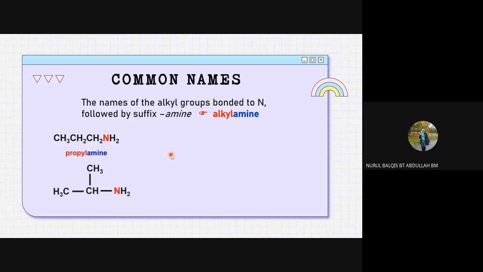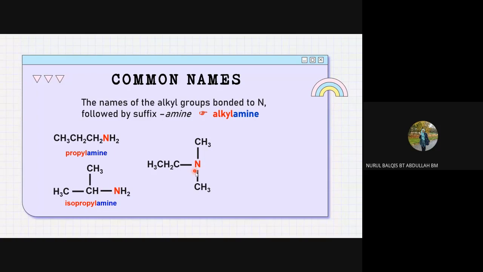Okay, what if we have this compound? How many alkyl group directly attached to this end? One. What is the name of this prefix? This is a branch alkyl group. 1, 2, 3. Propyl. Yes. So, nama dia? Isopropyl. Yes, isopropyl amine. Okay, ni masih primary, sebab satu sahaja.